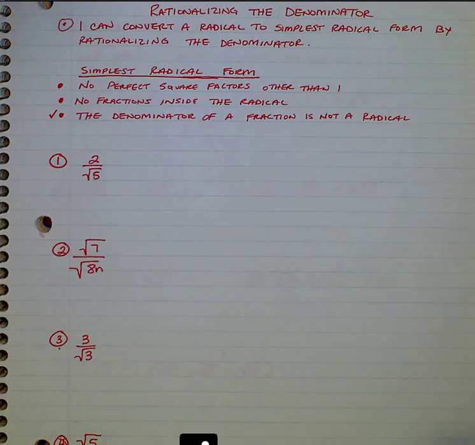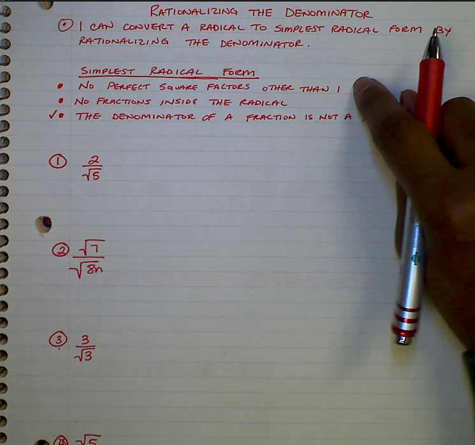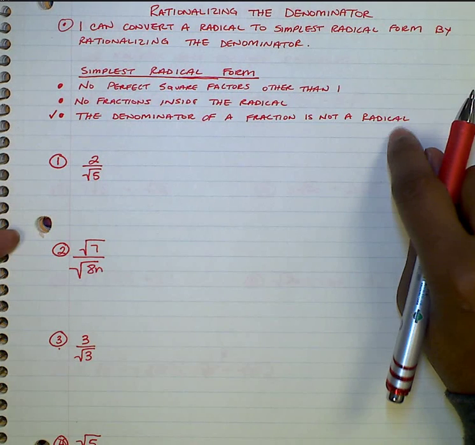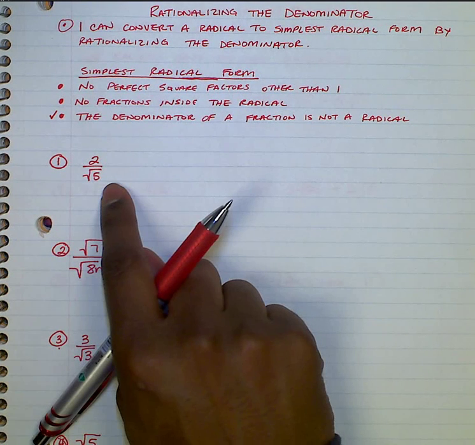Let's start off with the first example. We have 2 over radical 5. This is not in simplest radical form because, well, we have these first two checked off, but the denominator is a radical. We can't write it this way.